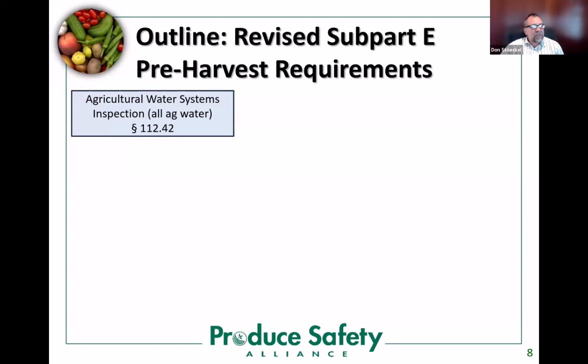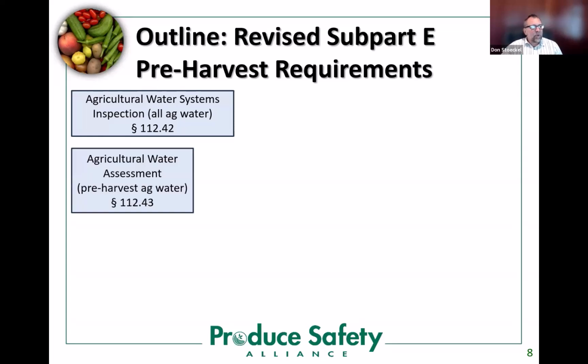In addition to that, those who are using pre-harvest agricultural water now have to do an agricultural water assessment. The number for that new requirement is 112.43. 112.43 used to be sanitizer. It used to be testing or treating the water. Now it's an agricultural water assessment.